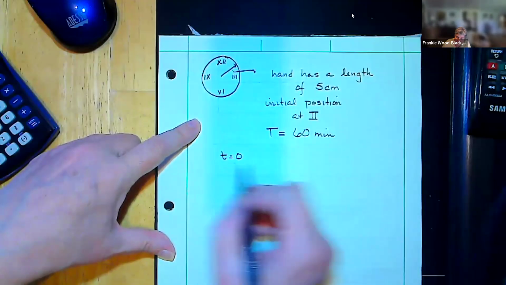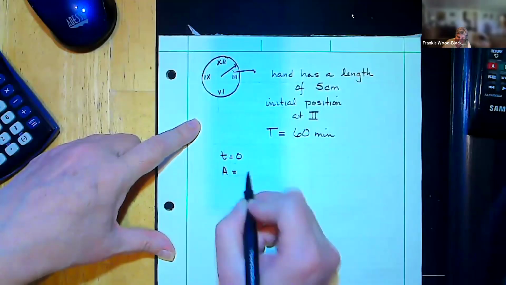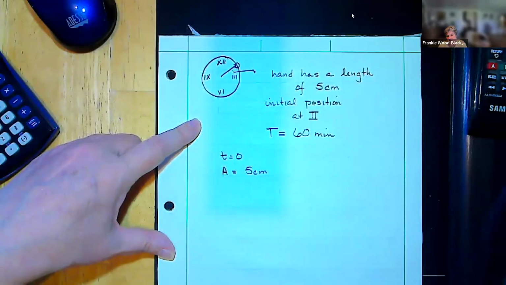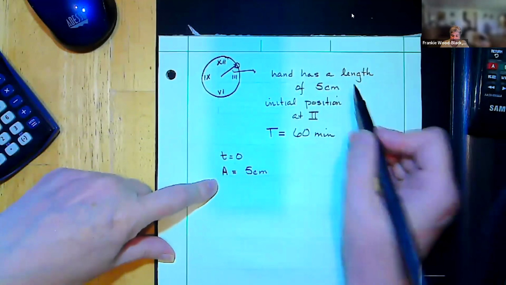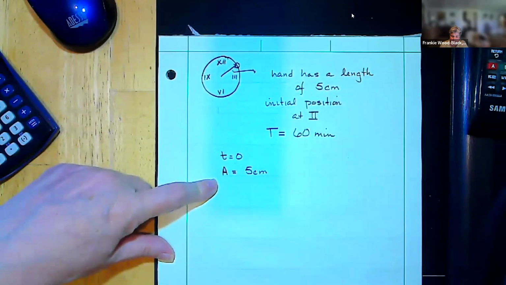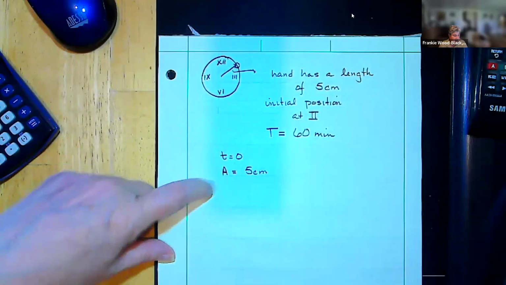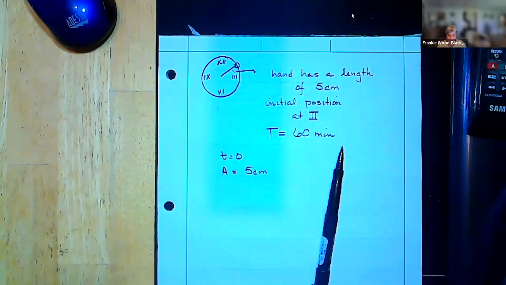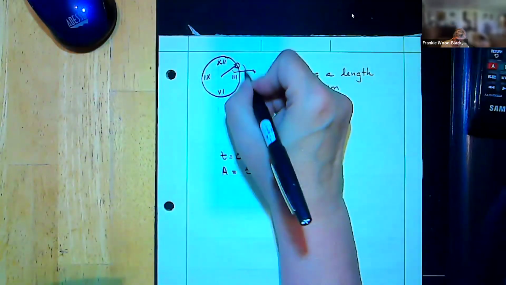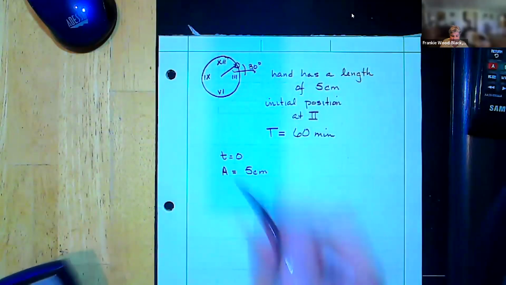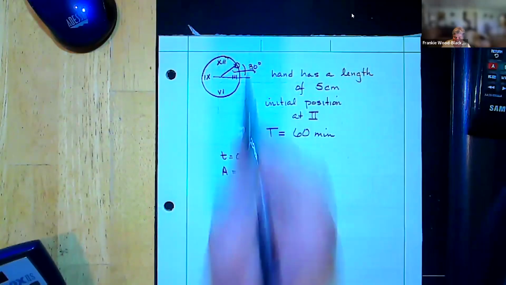Well, so we got t is equal, let's do the amplitude first. Amplitude is going to be 5 centimeters because we're following this point around the circle. So the hand has 5 centimeters, so my amplitude is 5 centimeters. If I look at my position, I'm going to take my 360 divided by 12. This is going to be 30 degrees, right? Because if I'm doing my cosine, that's 30 degrees.